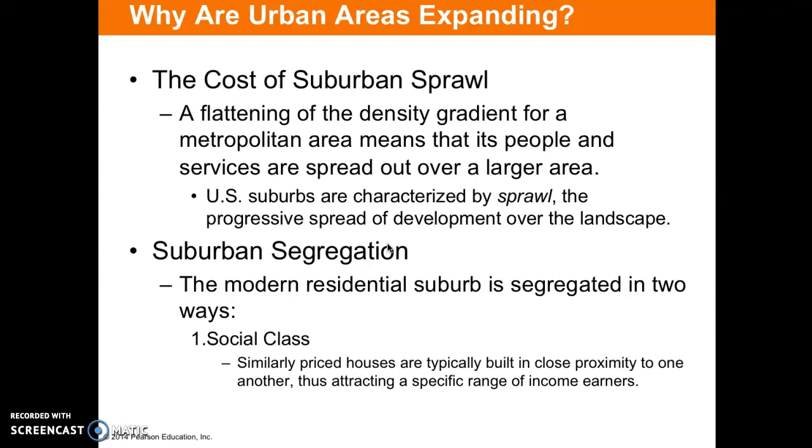Suburban sprawl is when you have far fewer people in a metropolitan area, usually in the suburbs, and they're spread out over a larger area. So it's sprawling. This is the progressive spread of development over the landscape. This might happen because people develop lands at different rates. It happens because people's yards are bigger. But suburban sprawl is characterized by things like lack of access to walking.